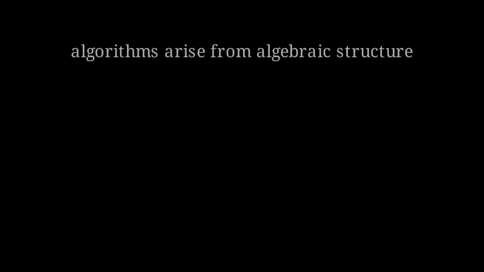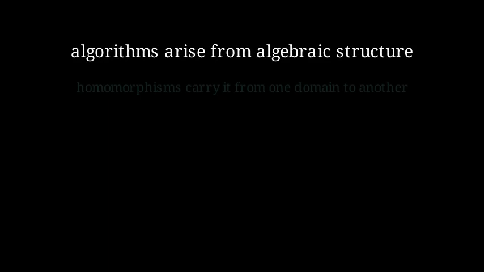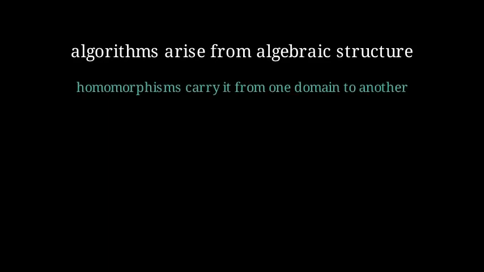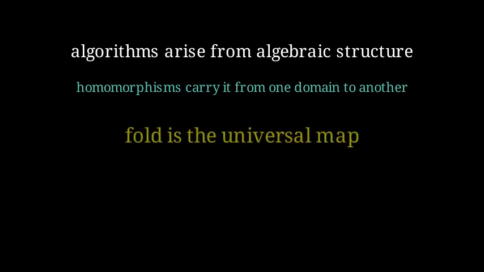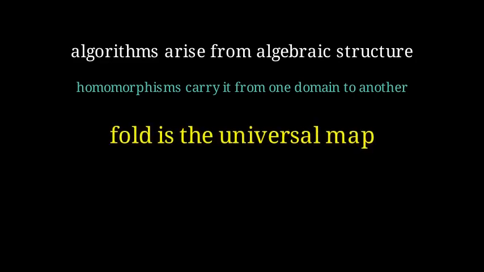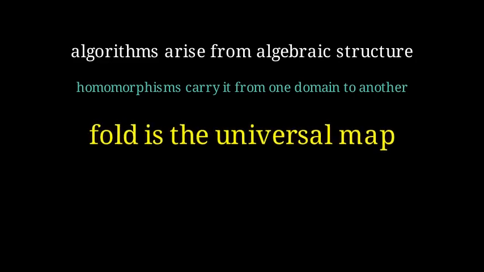So what is the one-sentence version of all this? Structures are the nouns of this series. Homomorphisms are the verbs, the maps that carry structure from one domain to another. Fold is the universal one, the single map from the free monoid that every accumulation secretly is. Algorithms arise from algebraic structure, and homomorphisms are how that structure travels.